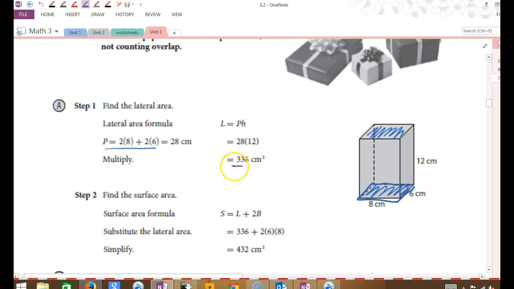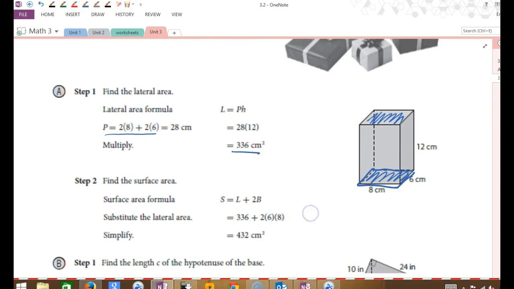Once you have the lateral area, we're going to go to the surface area. You're going to plug lateral area in here, and then we're going to multiply 2 times the base. Again, the shape of the base was what? A rectangle. So what's the area of a rectangle? Base times height. So what two values am I going to throw into my base and height?